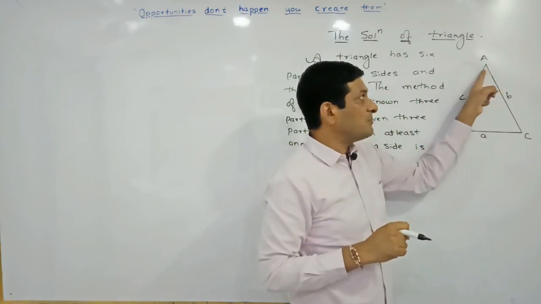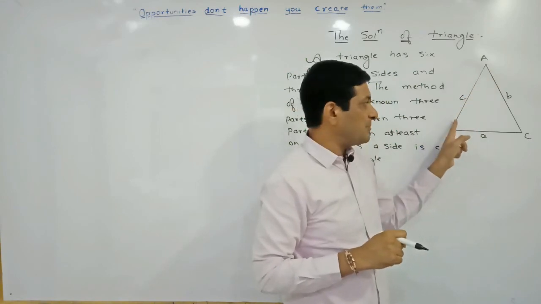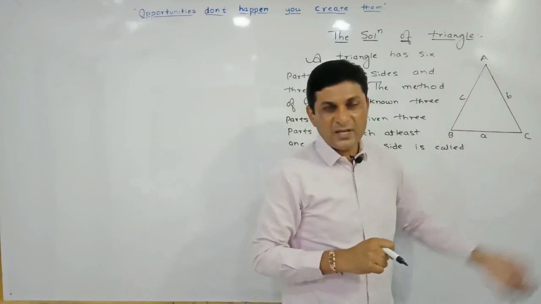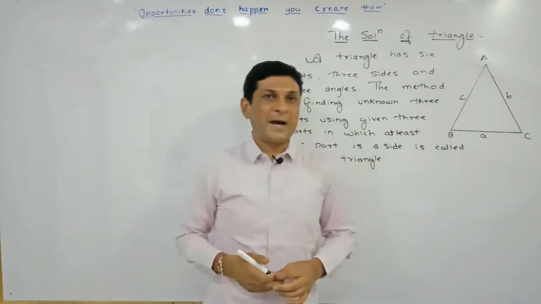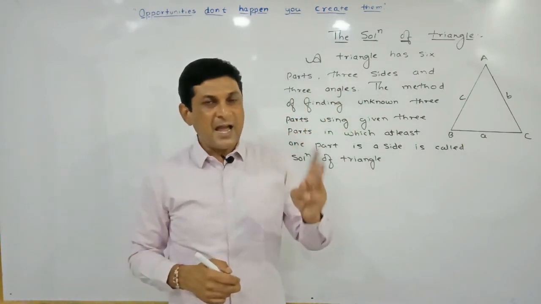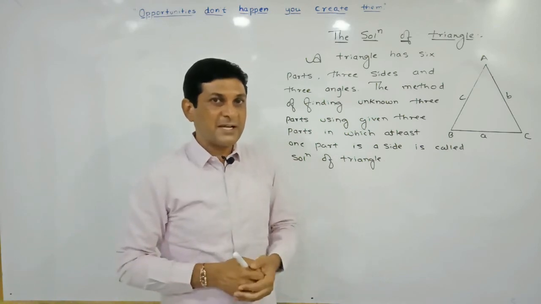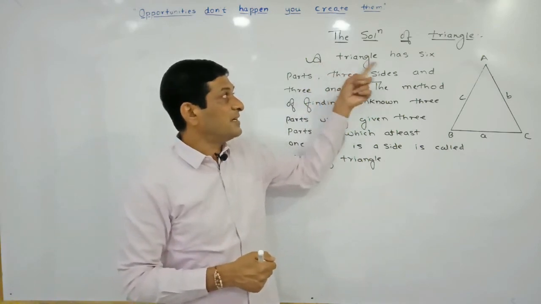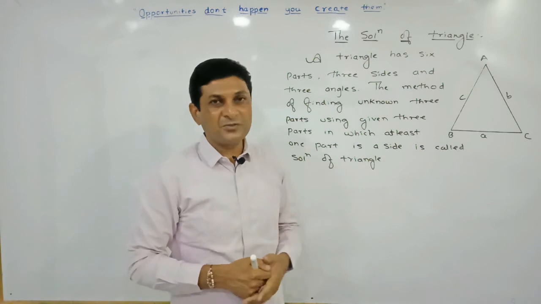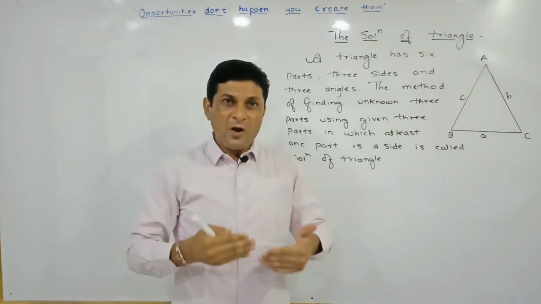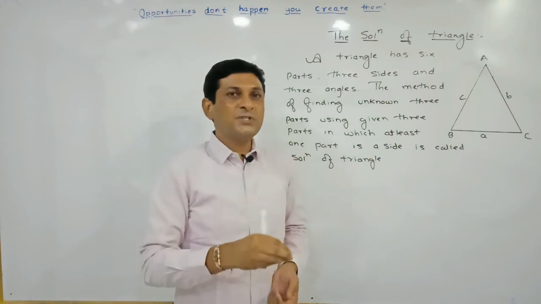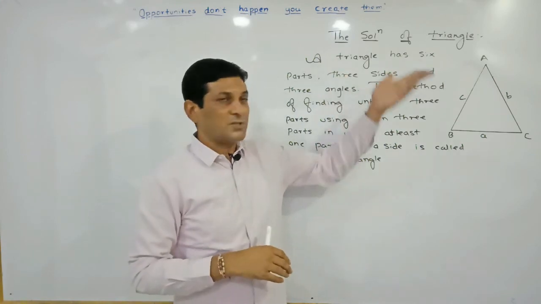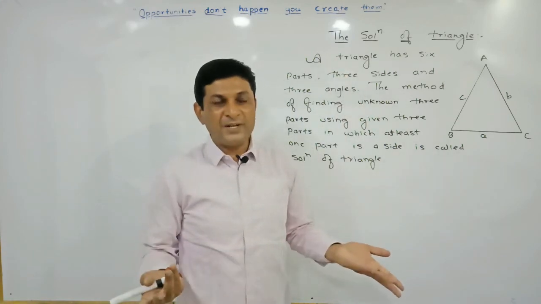This capital A means angle A of this triangle, capital B means angle B. In the same way, capital C means what? Angle C. In a triangle, 6 parts are there, 3 sides and 3 angles, means how many parts are there? 6 parts. So a triangle has 6 parts, 3 sides and what? 3 angles. The method of finding unknown parts using the given parts is called the solution of a triangle. So a very simple definition is there.